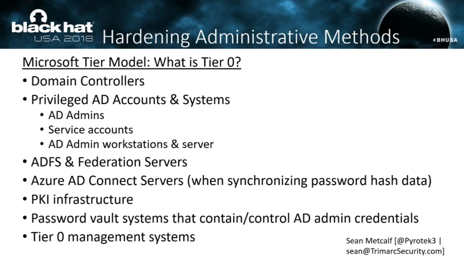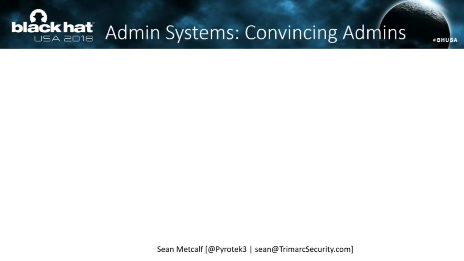This means that Azure AD Connect is like a junior DC, because those credentials are passing through in memory on that system on a regular basis. And then, of course, PKI, Password Vault, and the Tier 0 management systems should be in Tier 0 as well.